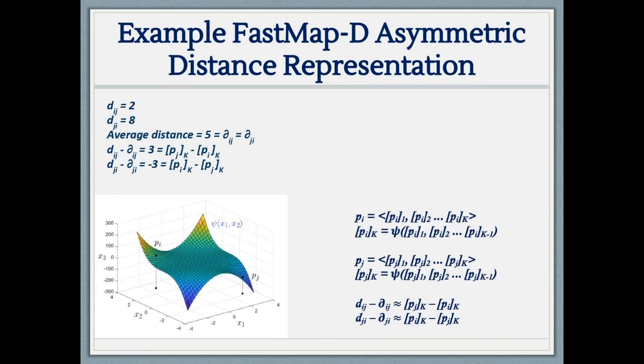Let's say the distance between nodes i and j was 2, and the distance between j and i was 8. The average distance between them is 5, and this is what we try to embed in the Euclidean space using the first k-1 coordinates. The difference in the last coordinate, or the kth coordinate, between i and j is what would account for the delta between the average distance and the directed distance. So if we were going from j to i, the difference in the kth coordinate would be 3. And with the average distance of 5, gives us a total distance of 8. In the opposite direction, from i to j, the difference in the kth coordinate would be -3, which when added to the average distance gives us 2. And that is how we can account for the asymmetric distances. We embed the average distance and account for the difference with a potential field function.